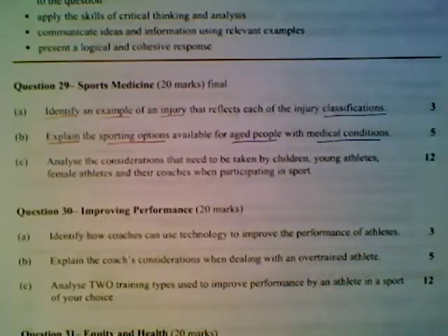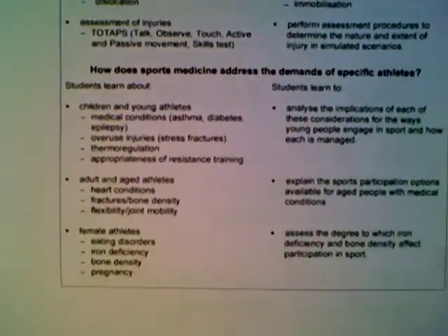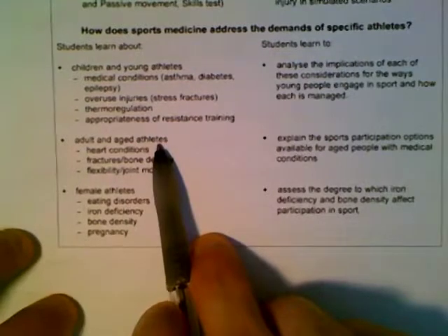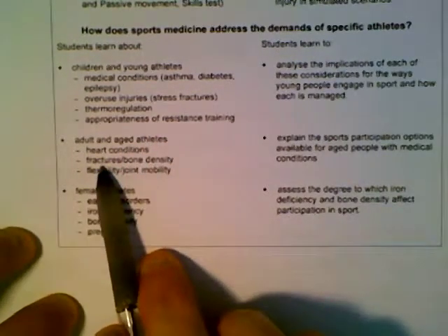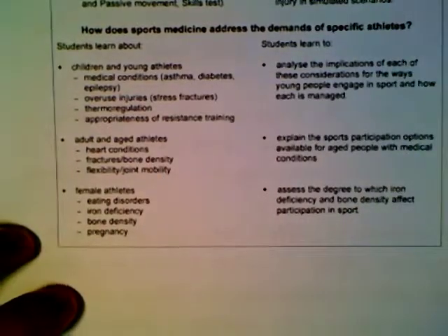If we go to our syllabus and have a look and see whereabouts it would relate. If we go down here, we'll see where it says the adult and aged athletes, heart conditions, fractures, bone density, flexibility, joint mobility. Those are the parts of the syllabus that we need to put in.